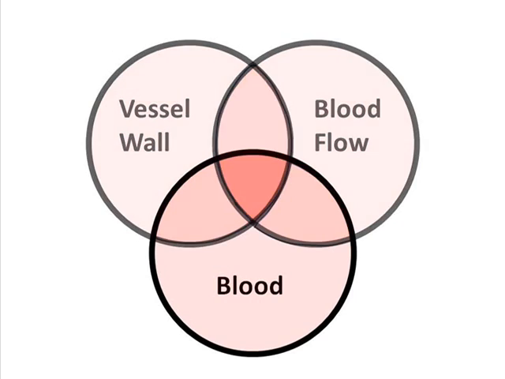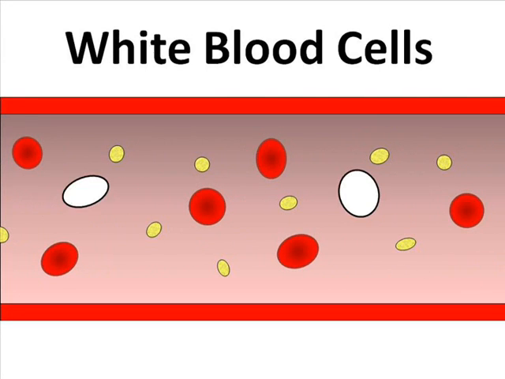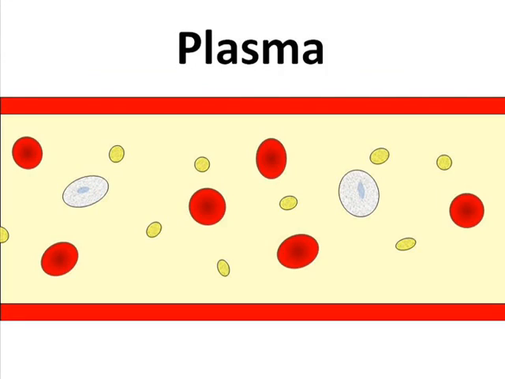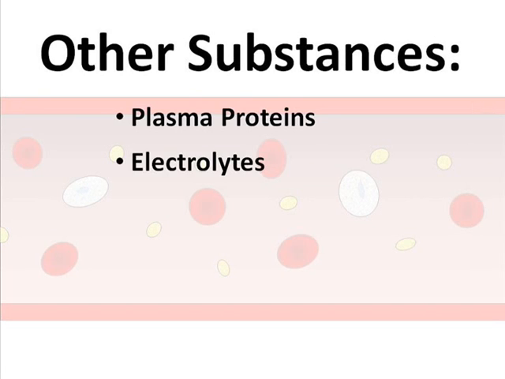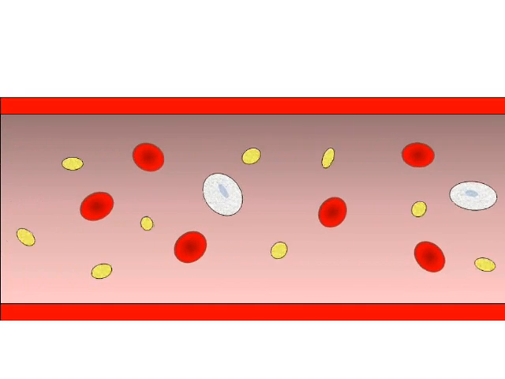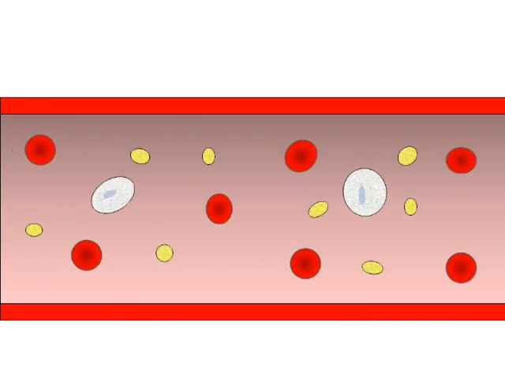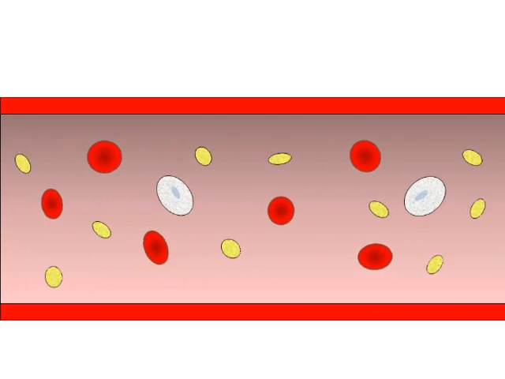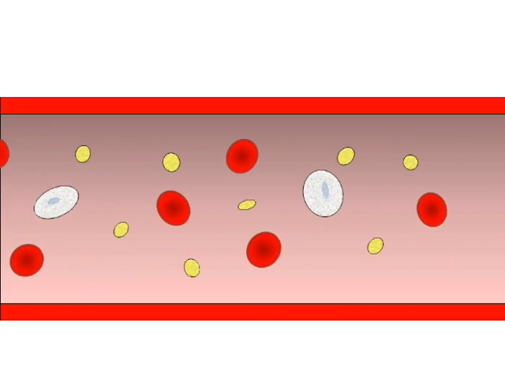A final element of Virchow's triad is changes in the blood itself, that is, changes in the components or constituents that make up the blood. The blood is composed of red blood cells, white blood cells, platelets, and plasma, as well as a number of chemical substances like plasma proteins, electrolytes, gases, nutrients, and waste products, all carried along by the blood plasma. This element of Virchow's triad refers to changes in these components that cause the blood to become overly ready to coagulate, in other words, to have a high propensity to coagulate.